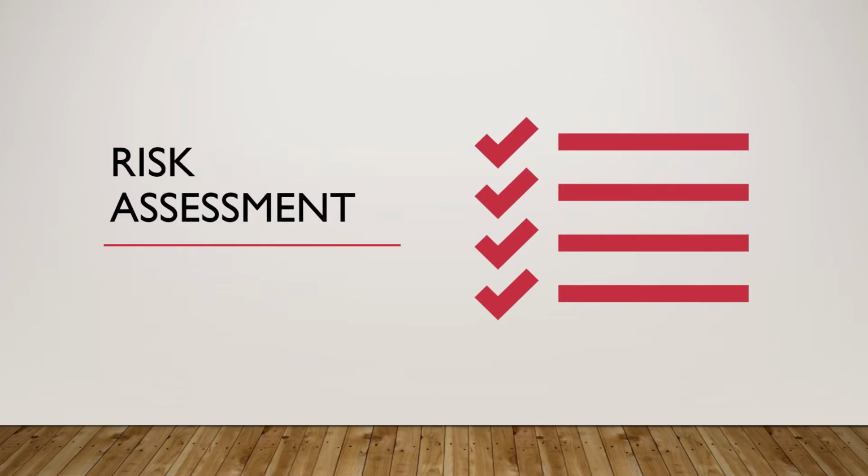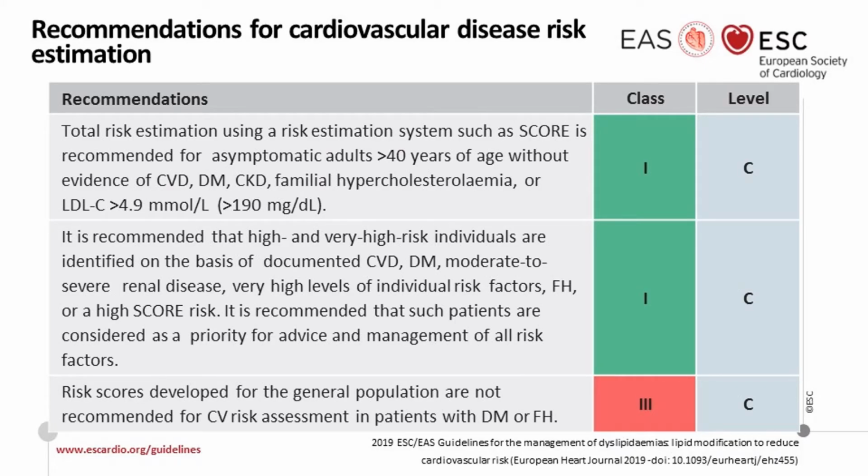So you have to assess the risk for your patient. The guidelines state that the total risk estimation should be done by a dedicated scoring system, like the SCORE, which is adopted by the European Society of Cardiology. And this is applied to patients more than 40 years of age without evidence of cardiovascular disease, who are not diabetic, do not have chronic kidney disease and do not have familial hypercholesterolemia, or you cannot apply the risk score assessment if the LDL cholesterol is more than 190.